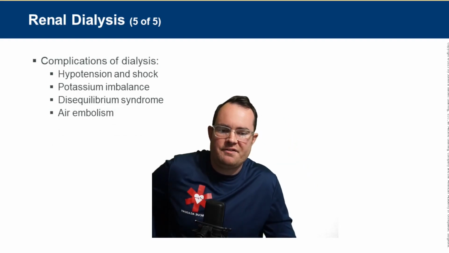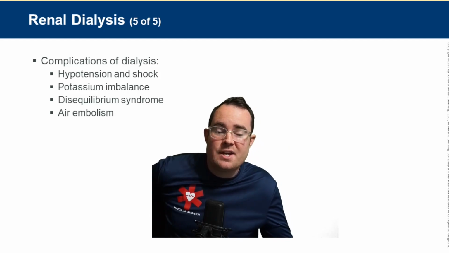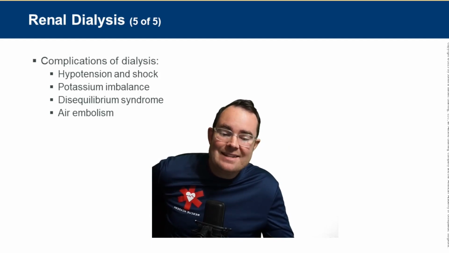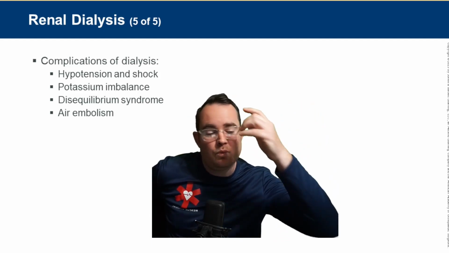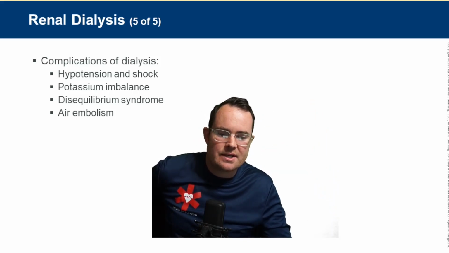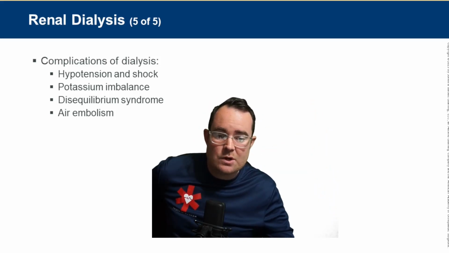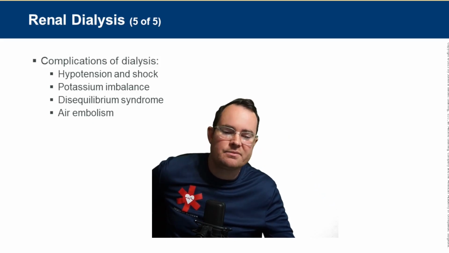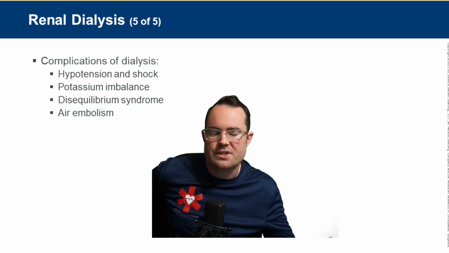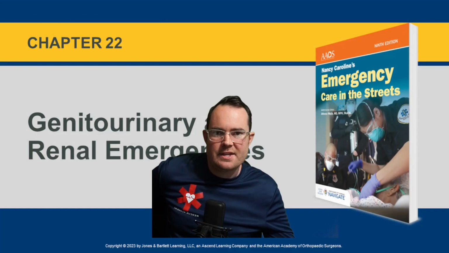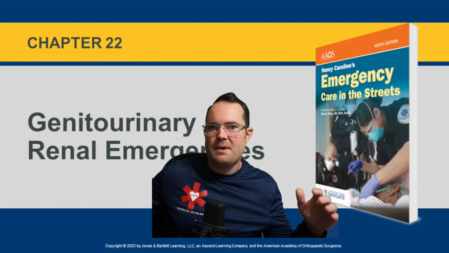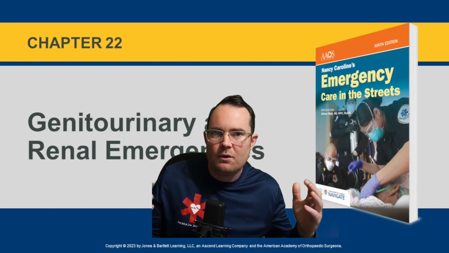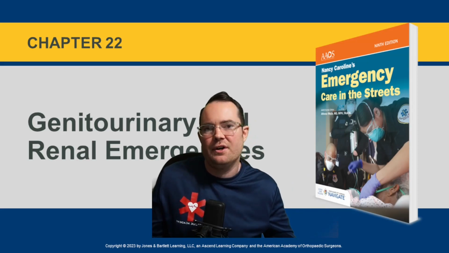Some complications of dialysis, we talked about them: hypotension and shock, potassium imbalance. Remember hyperkalemia? We get to see those EKG changes that I showed you guys a little bit earlier. Disequilibrium syndrome and air embolisms are two different things that we can also note in these patients. This concludes talking about dialysis, man, and talking about renal disease, renal failure.